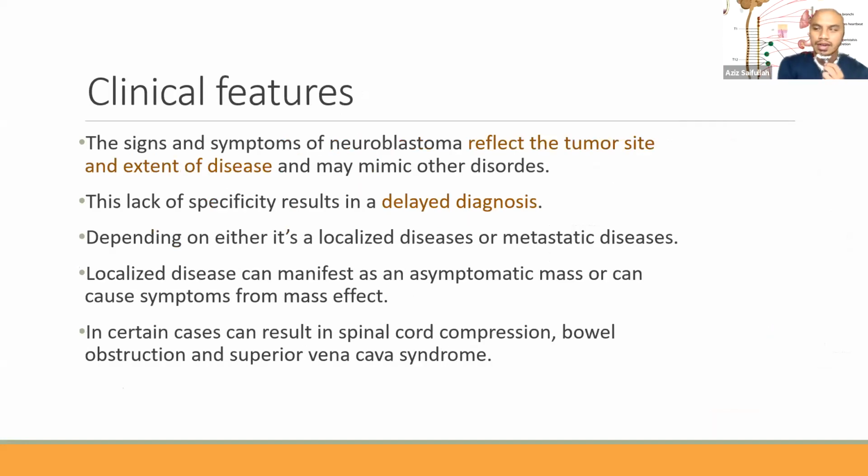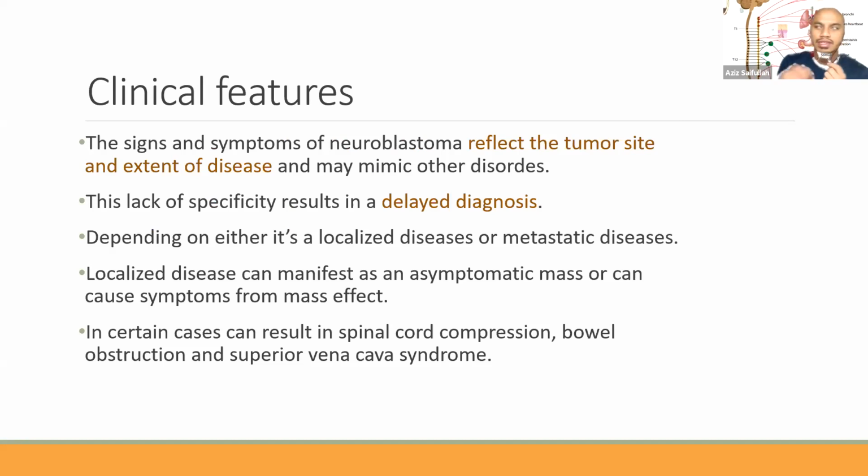As for clinical features, the signs and symptoms of neuroblastoma reflect the tumor site and extent of the disease and may mimic other disorders. The clinical manifestations can mimic other disorders, and this lack of specificity results in a delayed diagnosis. That's the reason why it causes more than 50% of deaths in children. It depends on whether it is localized or metastatic disease, so it depends on the locations or the extent of the spread of the tumor cells.